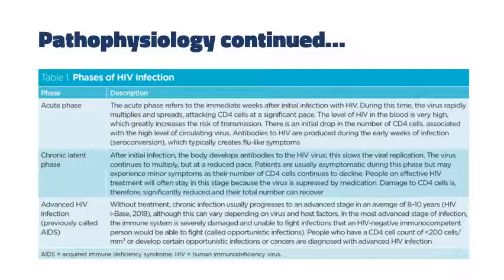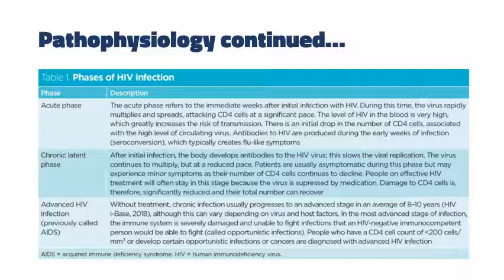Then we have the chronic latent phase, which is also known as the asymptomatic infection stage. This is where the antibodies that were produced in the acute phase slow the virus's replication, but they do not stop it. There are medications that can allow a person to stay in this phase because it reduces the damage the virus causes on the CD4 cells.